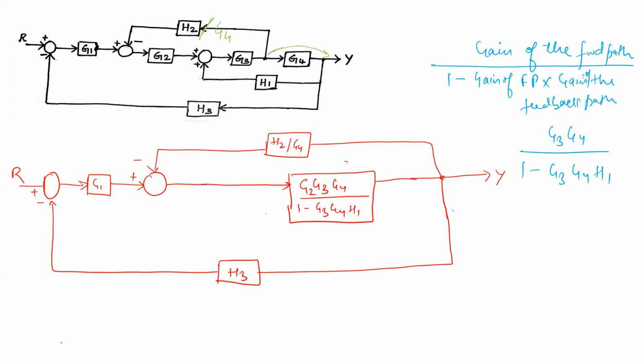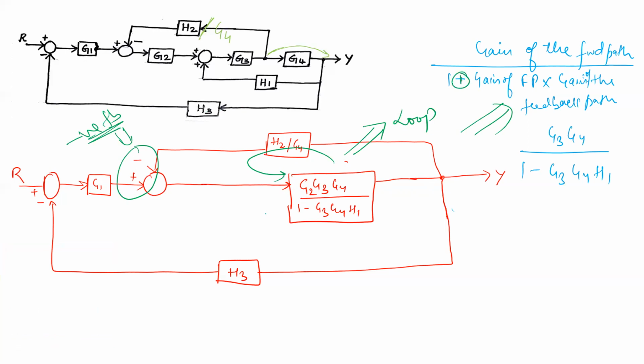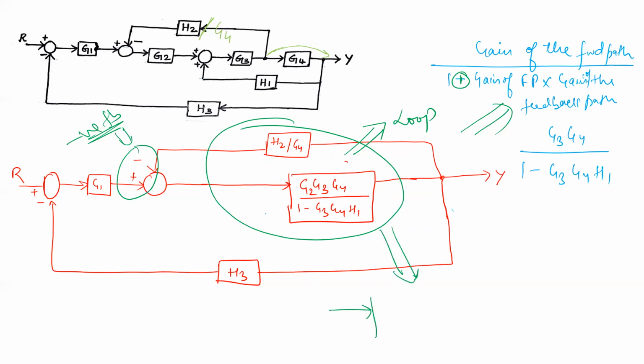Now, if you see here, another thing is this feedback loop. This is also a feedback loop, right? So we will apply the same concept here. But since it is a negative feedback, instead of taking minus, we will take plus here. So now this particular part will be replaced with a single block, and it will be like this.